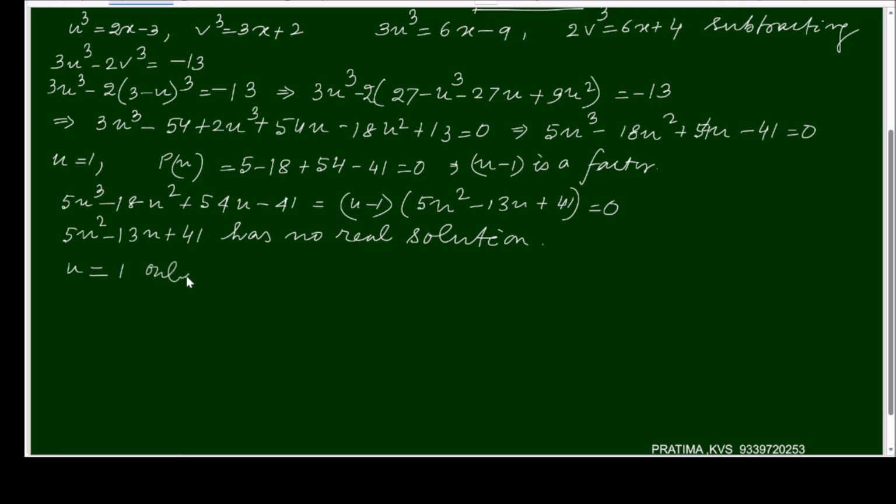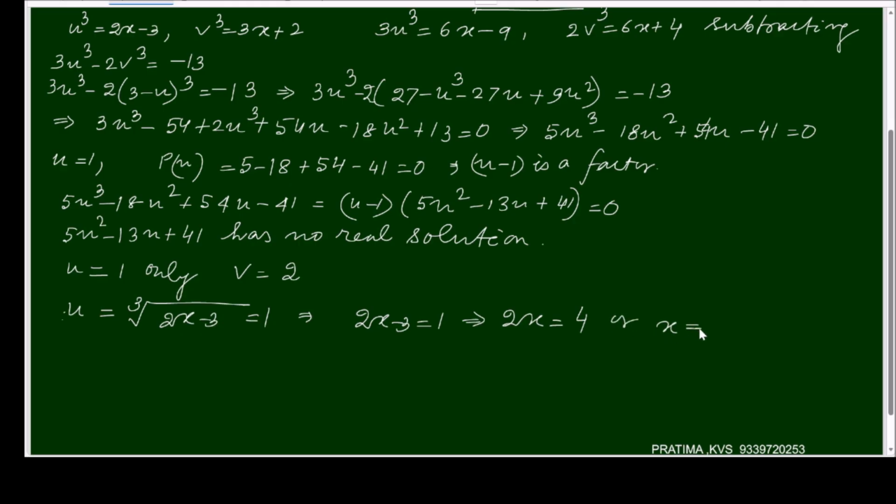When u equals 1, v equals 2, because u plus v is 3. So what about x? u equals cube root of 2x minus 3, that is equal to 1. That means 2x minus 3 equals 1, or 2x equals 4, or x is equal to 2.